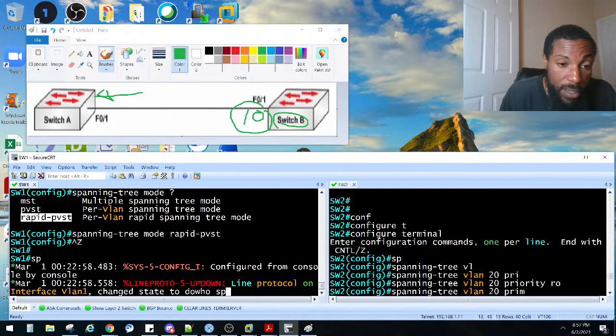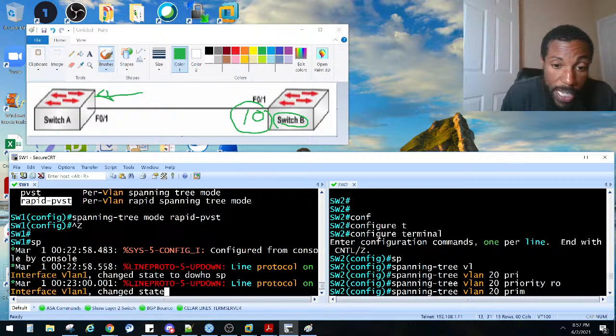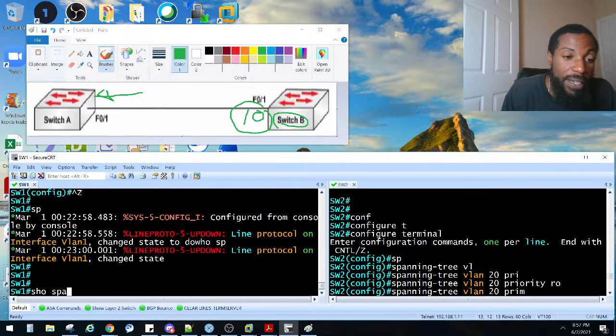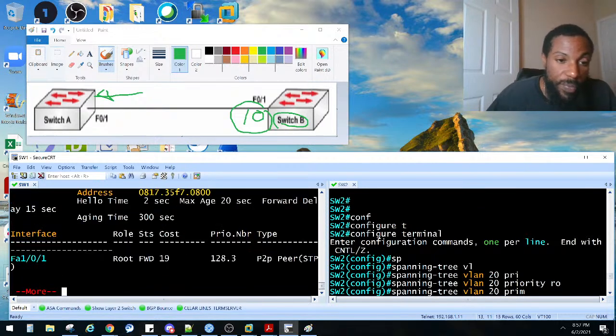Show span, and notice VLAN 1 is bouncing right now. We're gonna mess it all up, right? Hopefully we don't blow up these switches here, right? 10-4. Yep. So show span. What else we got going on here?